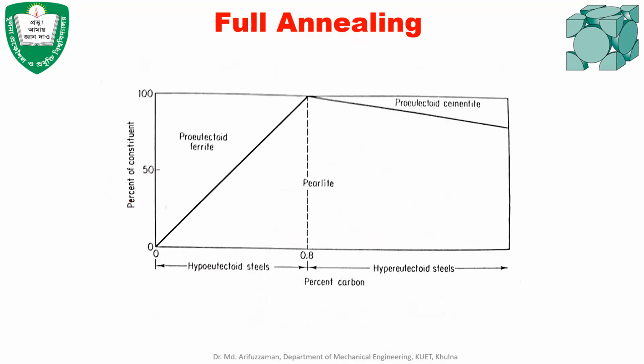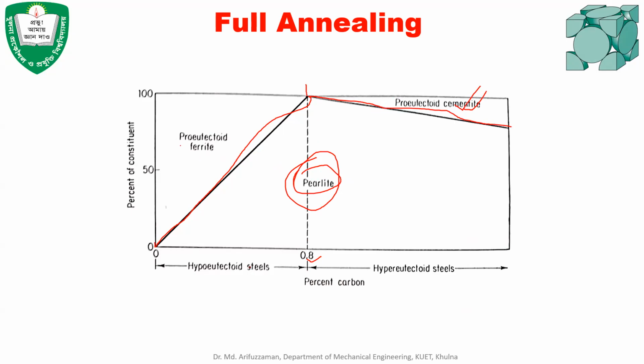And in the case of full annealing, for percentage constituents in hypoeutectoid steel, as the carbon content increases, the pearlite content also increases. That means the mixture of ferrite and cementite increases. And as more carbon is added, the pearlite decreases but cementite increases. In this case, there is 100% ferrite at 0% carbon, and 0% ferrite at 0.8% carbon. That means everything has become pearlite. But above 0.8% carbon, cementite starts to be produced, and the amount of pearlite starts to decrease.